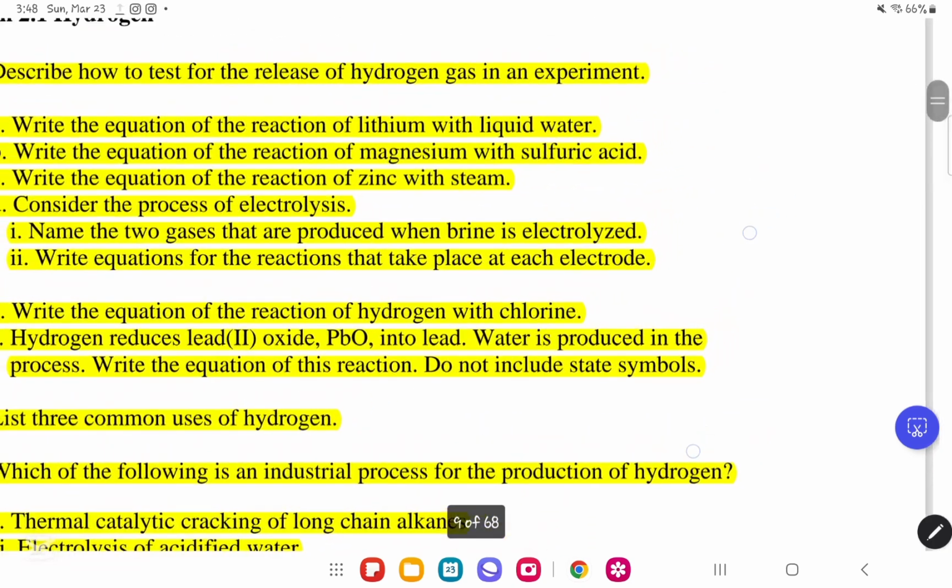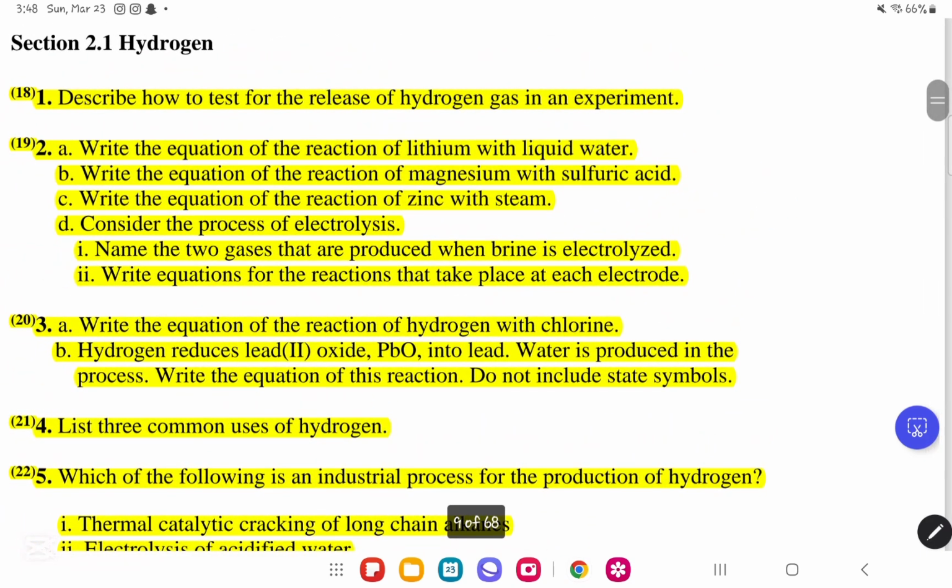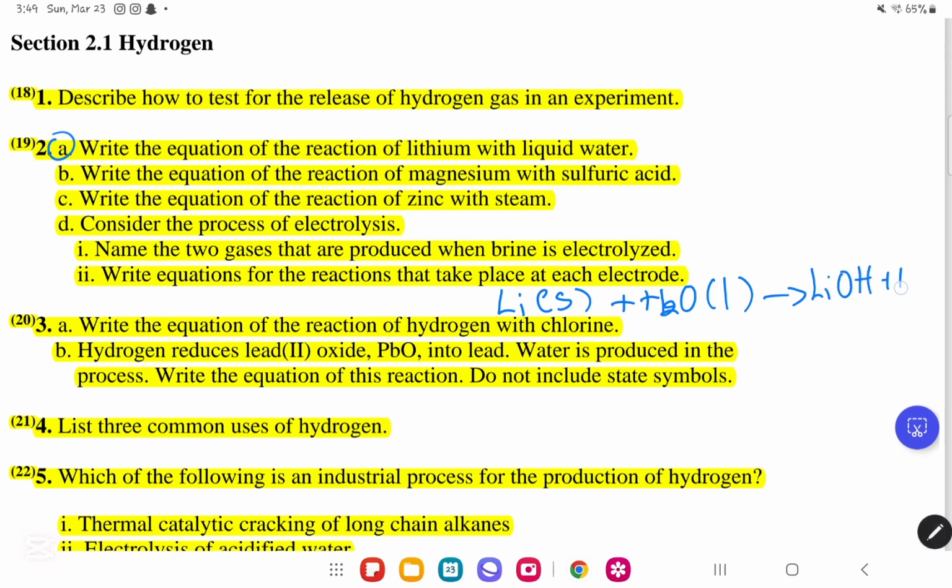For question number 2, they said write the equation of the reaction of lithium with liquid water. So for part A, we need lithium with liquid water. Lithium, we know that it is Li solid. It is reacting with liquid water, so H2O liquid. What you need to know is that when a metal reacts with a liquid, it will form a base, in addition to hydrogen gas. So this base is going to be LiOH in addition to H2 gas.